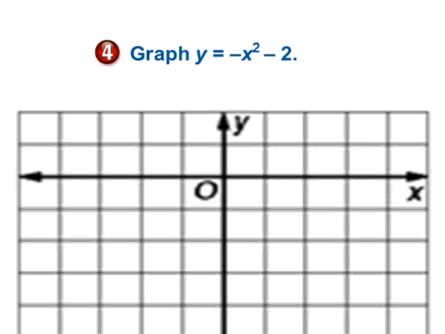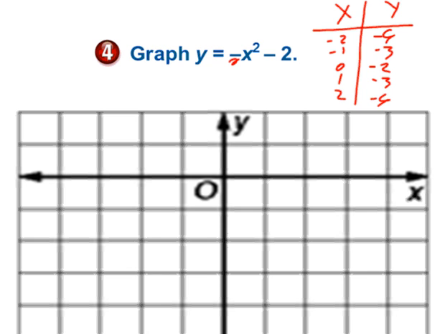Got another one to do here where we're going to graph y is equal to negative x squared minus 2. Again, I pick values of x, calculate the values of y. -2, -1, 0, 1, and 2. -2 squared is 4, with the negative sign that would be -4, minus 2 would be -6. -1 would be 1, but then because of this negative sign, -1, minus 2 would be -3. 0 would be -2. 1 would be -1 minus 2, which is -3. And 2 would be -6, to give my ordered pairs.